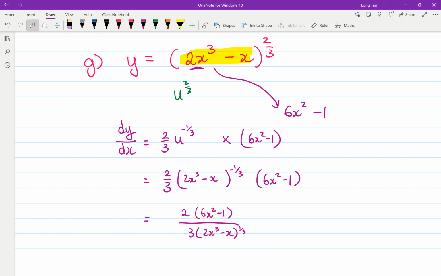Okay, so have a think about what I just did just then. That flips, so it goes to the denominator. That stays in the numerator, so 2 times 6x squared minus 1. And then 3 times that with the negative power becomes positive power.